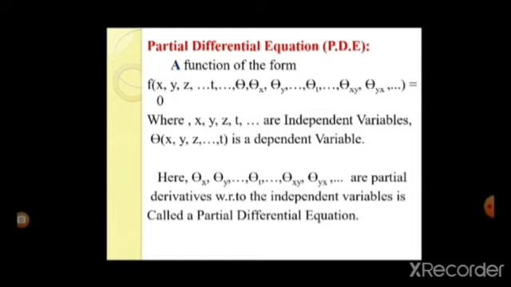Here x, y, z, t are all the independent variables, while theta is the dependent variable. Here theta x, theta y, theta t, theta xy, theta yx and so on, whatever variables we are taking, those are known as the partial derivatives with respect to the independent variables.